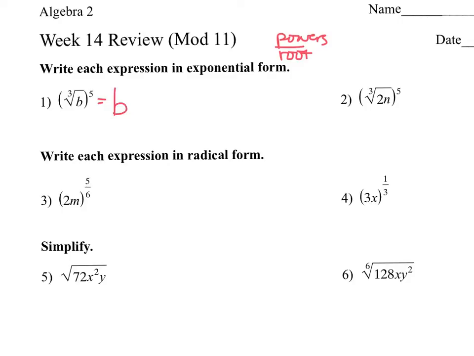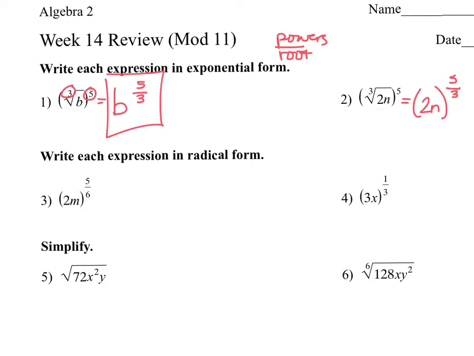So the first one is just going to be b to the power on the top. So 5 is my power, root on the bottom, to the 5/3. Simple as that. Question number 2, same idea. This time I'm doing all of 2n, so I'm going to put it in parentheses so that I know that it's everything and not just the n. Same idea: 5 is the power, 3 is the root.